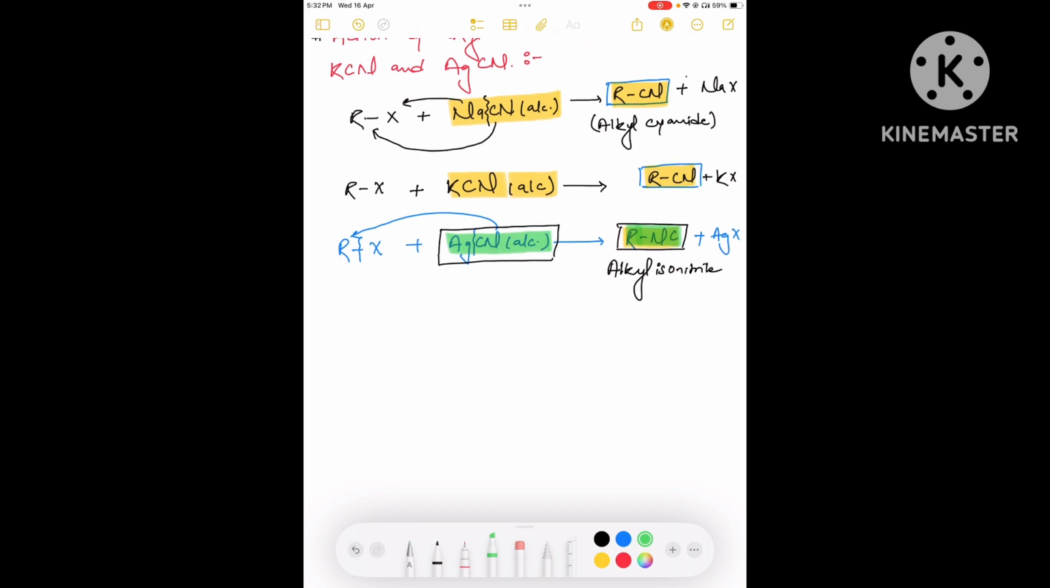Next, same goes with alkyl halide. Reaction of alkyl halide with NaNO2, KNO2 and AgNO2.